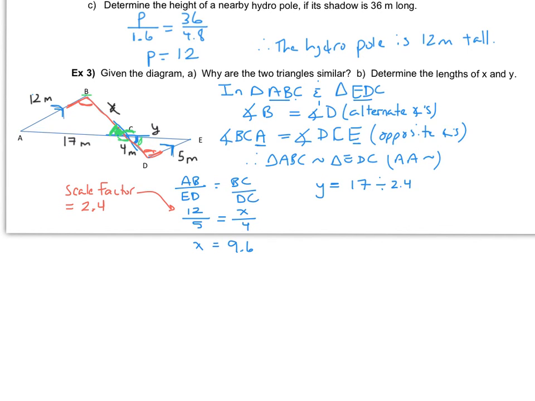So when I set up my ratios, the AB to ED gave us a scale factor of 2.4. That comes from 12 divided by 5. Multiply both sides by 4, I get X being equal to 9.6. If I want to work backwards, I'm taking that scale factor, and the 17 and the Y are going to match up. If I take my 17 and divide by 2.4, that's going to give me my matching side length Y, which I'm doing right now, 17 divided by 2.4, and that gives me 7.1-ish. It's a repeating decimal, but we'll go with 7.1 meters.